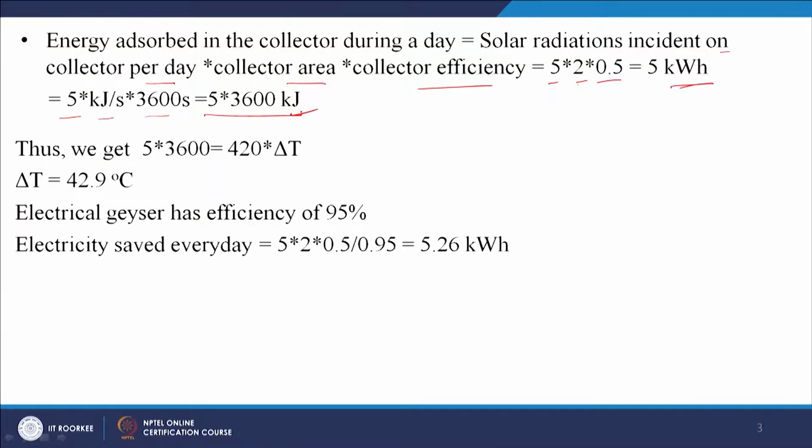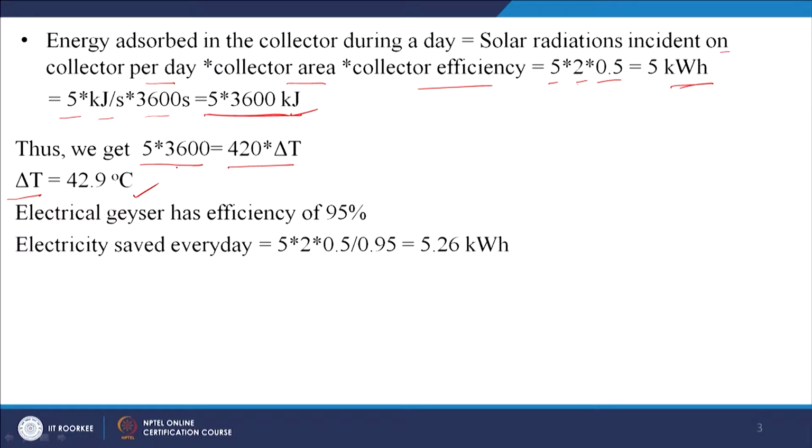Then we have the energy taken by the water, that is, the energy received. The solar energy converted into heat form in water is equal to this much. So, 5 into 3600 is equal to 420 into del T. Then del T is equal to 5 into 3600 divided by 420, that is equal to 42.9 degree centigrade. So, this is the temperature rise of the water.